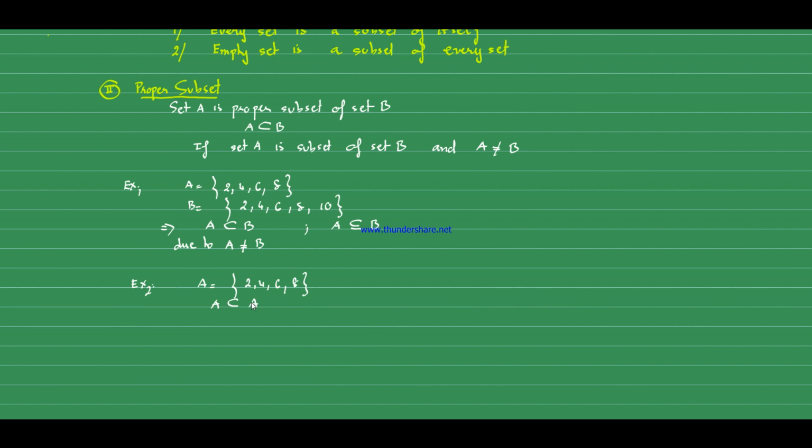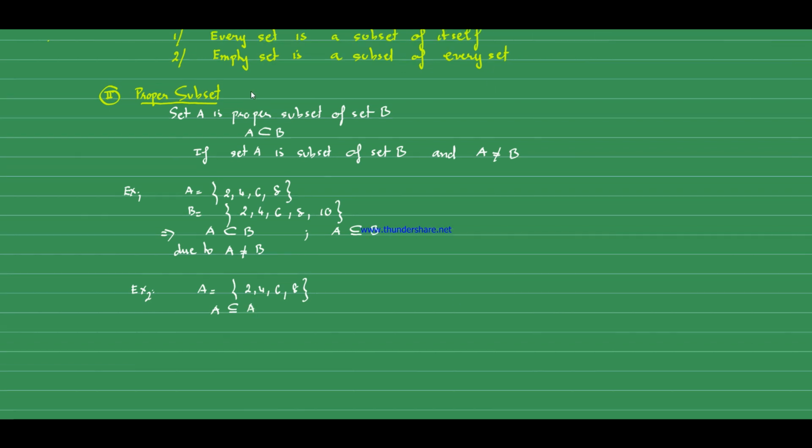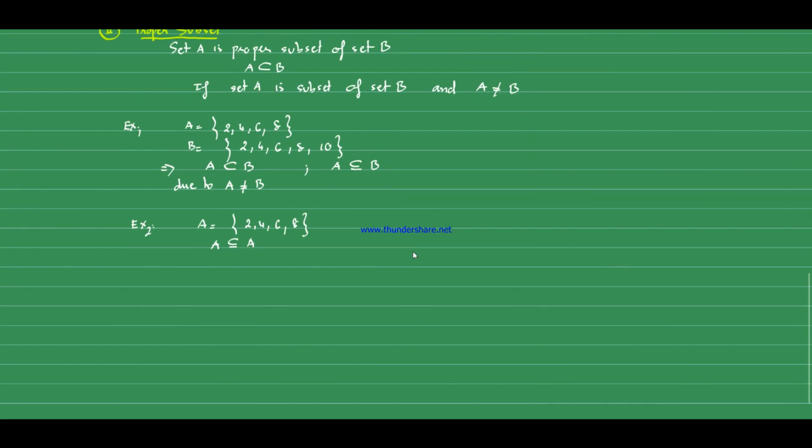Oh, I'm sorry. I think I have a mistake over here. Let me think a little bit. So I can write that A is a subset of set A, because according to the definition, we already know the remark over here.